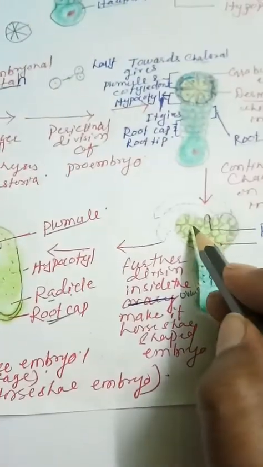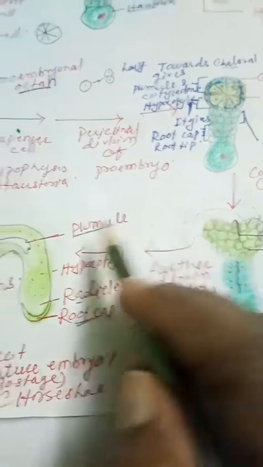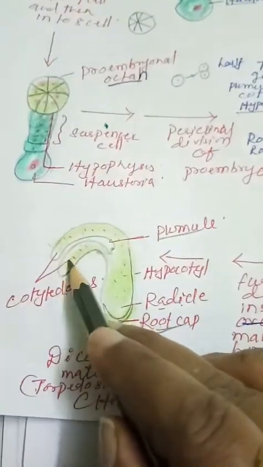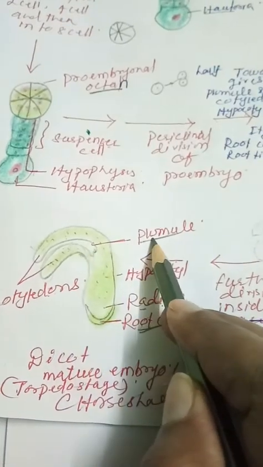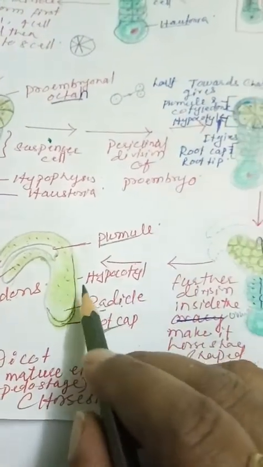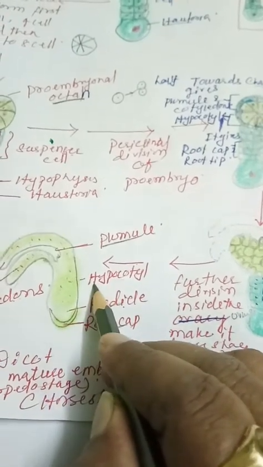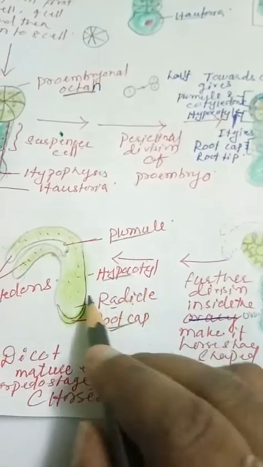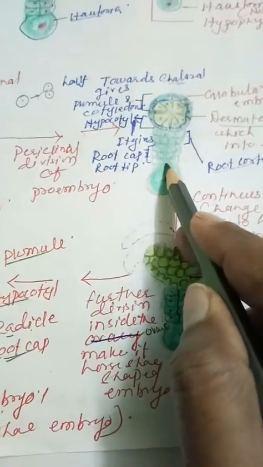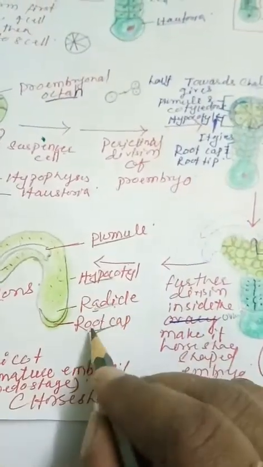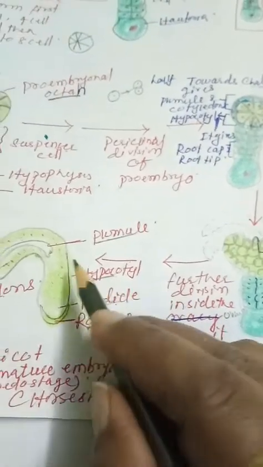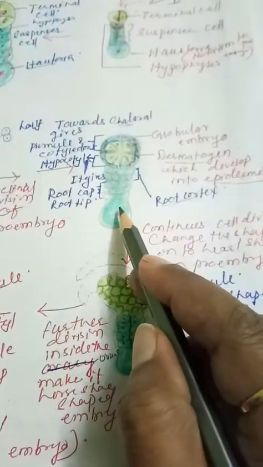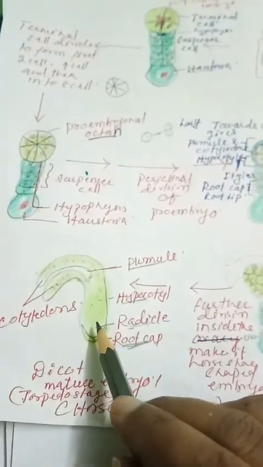Here we can clearly see the bulged portions develop into two cotyledons. In between the two cotyledons, this structure gives the plumule, and the lower part of the suspensor gives hypocotyl. Now this structure gives the radicle and root cap. After development of the embryo, this haustorium cell degenerates. So this is the mature dicot embryo.